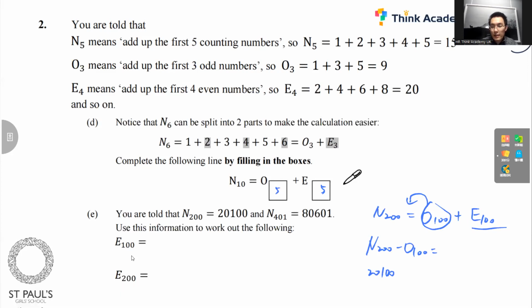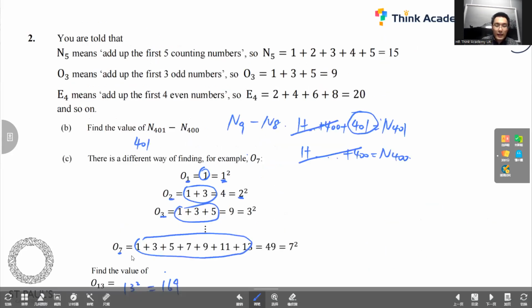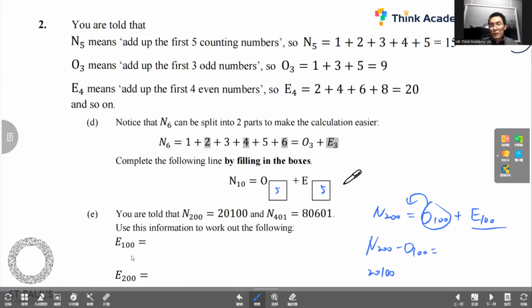If you remember from the previous slide, a simpler way to find O100 is to take the subscript, whatever number is next to O, and then square it. That will give you the sum or the value of O13 or O100, for example. So for O100, it will be 100 squared. Then this will be E100. So E100 will be 20100 minus 100 squared, which is 1 followed by 4 zeros, and that will be 10100. Okay, easy.